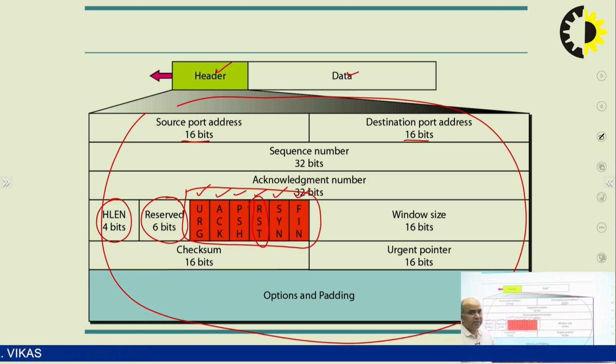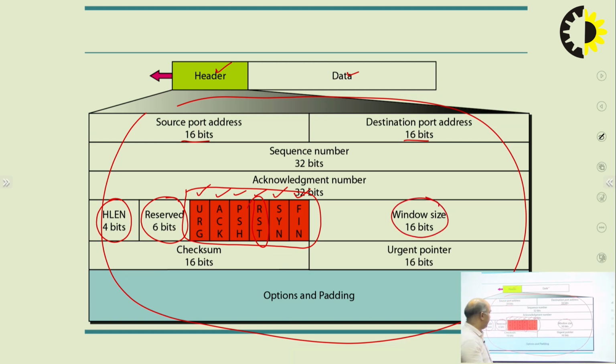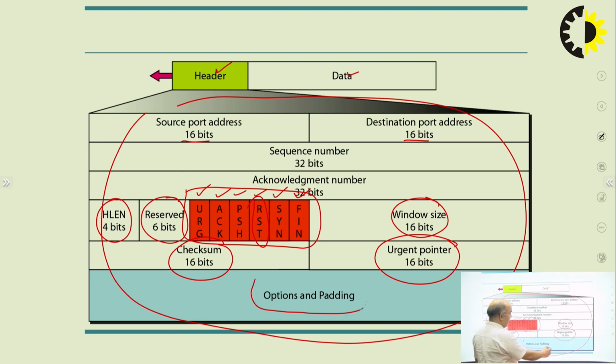Then we have a 16-bit window size. Then we have the 16 bits of checksum and the 16 bits of other bits. Then we have optional padding, which is there just like in your IP version 4 headers. So, these are the headers.